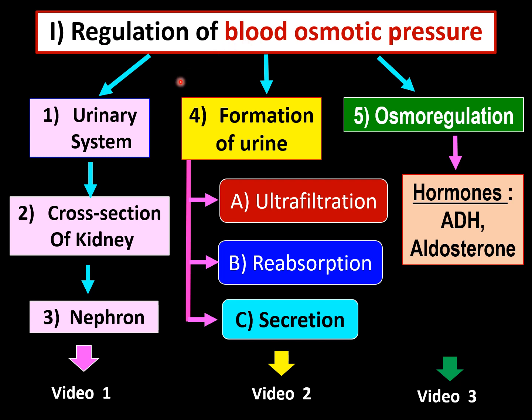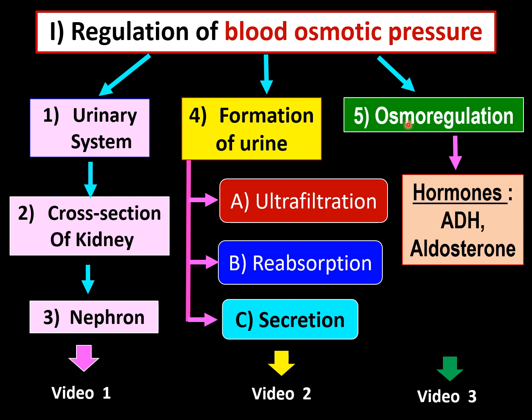For the first video, we'll be studying the urinary system, the cross-section of the kidney, and then the nephron, which is the functional unit of the kidney that produces the urine. This is for the first video. Now for the second video, we will discuss number 4, formation of urine, which consists of 3 processes: ultrafiltration, reabsorption, and secretion. That's for the second video.